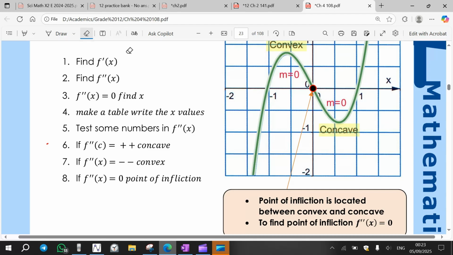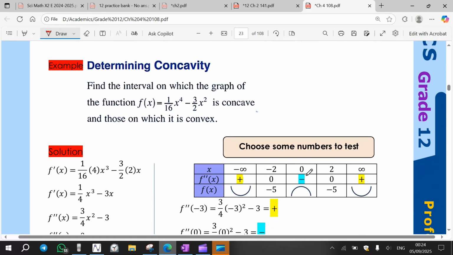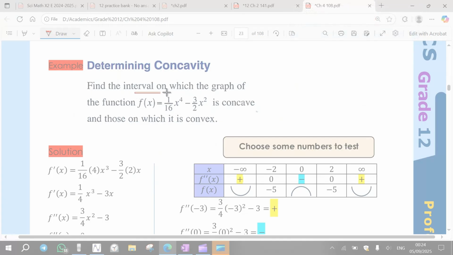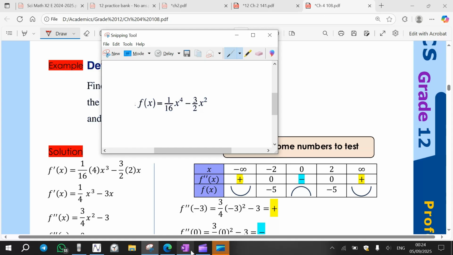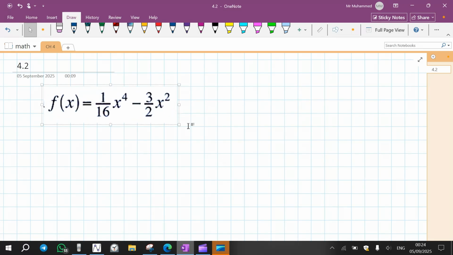Let's begin with a simple example. This example from the book is a very good example. Let's take the example to the notebook and start solving. Here's the question. Simply, the question says find intervals of concave and convex.